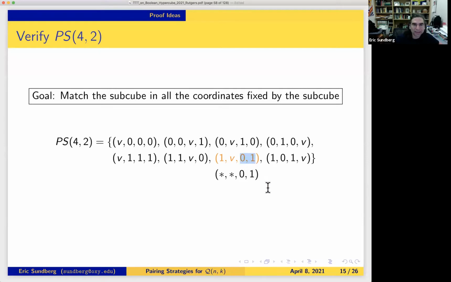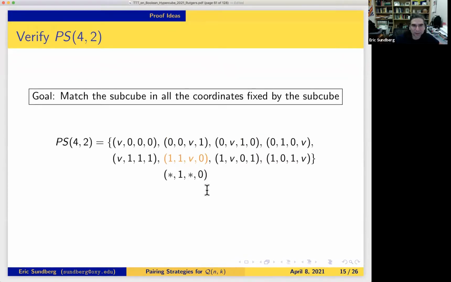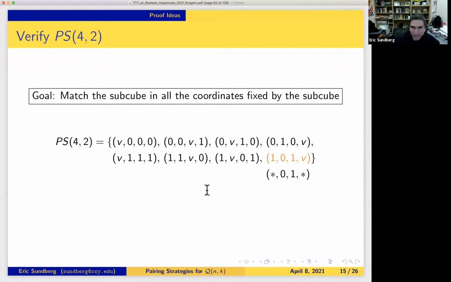Now it's the bottom edge that matches. Switch it to 1, 0. Now the top edge matches, 0, 1s in those positions. Top edge matches, switch it to 1, 0. Now the bottom edge, 0, 1 in the middle. The bottom edge matches, switch it to 1, 0.